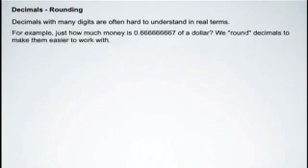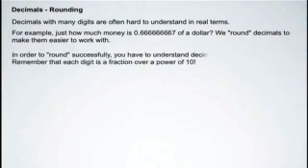Rounding decimals. Sometimes when we have many digits, it's hard to understand these decimals in real terms. For example, just how much money is 0.666666, etc. of a dollar? So we're going to round them to make them easier to work with.